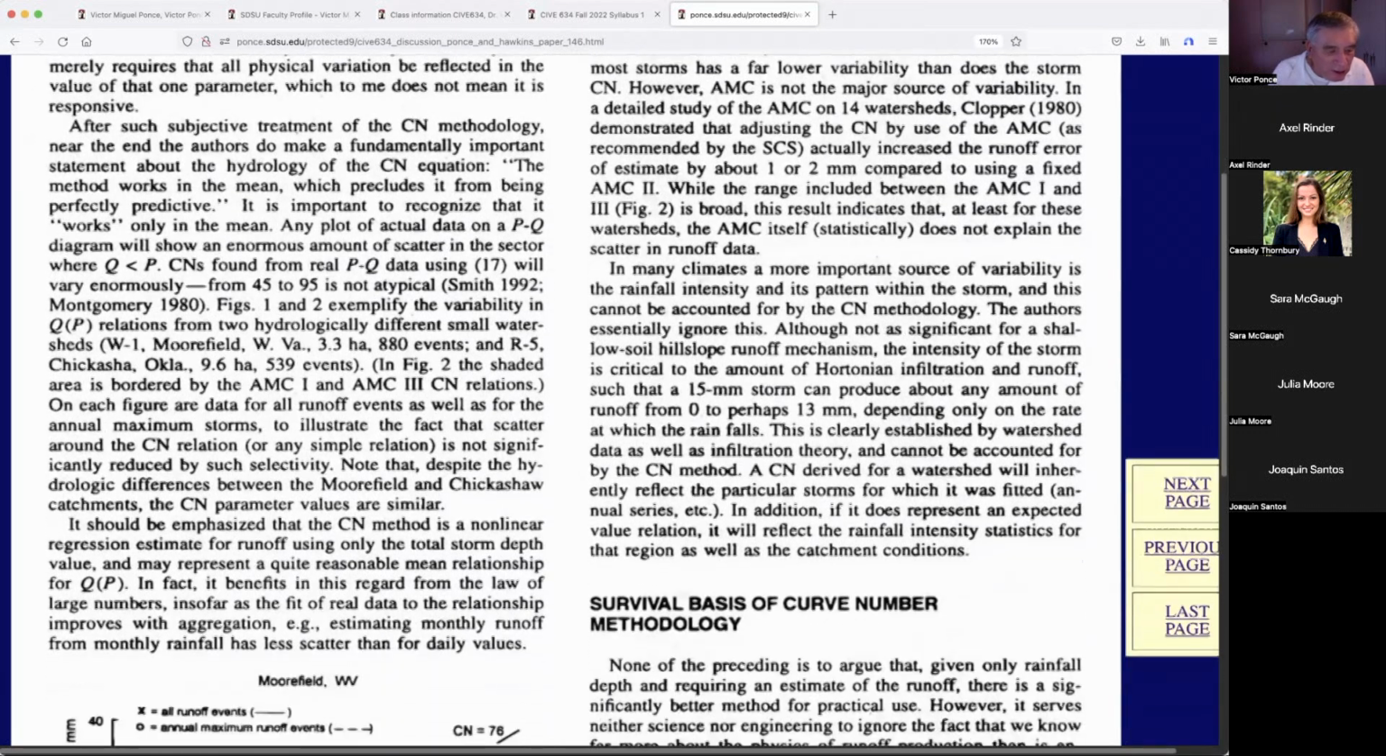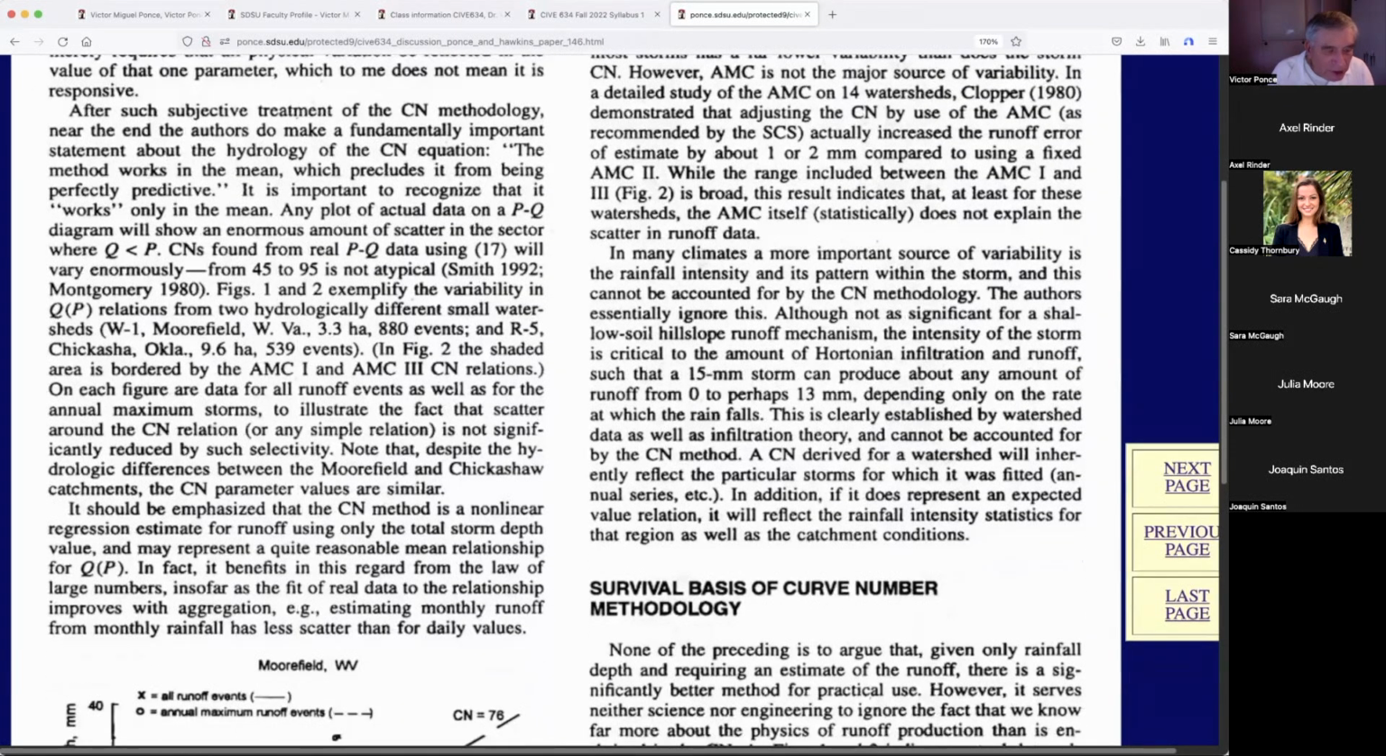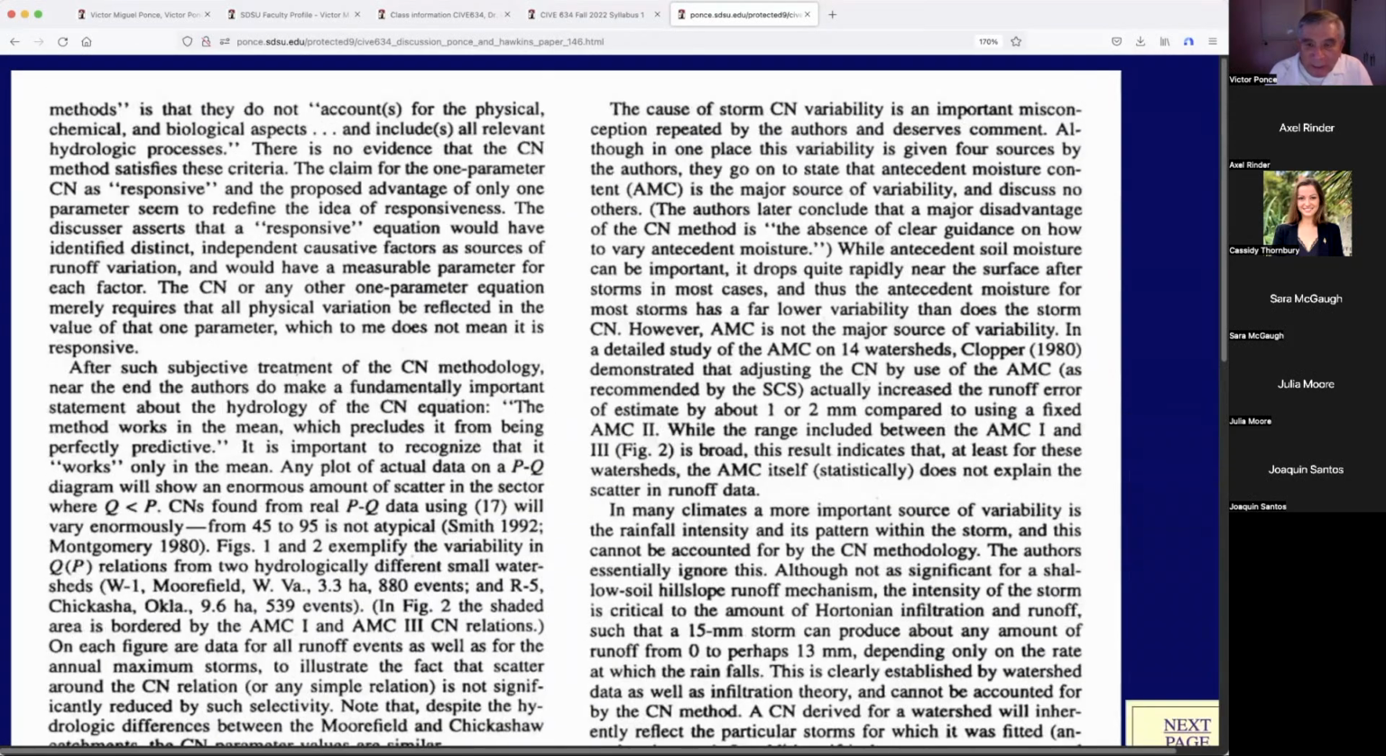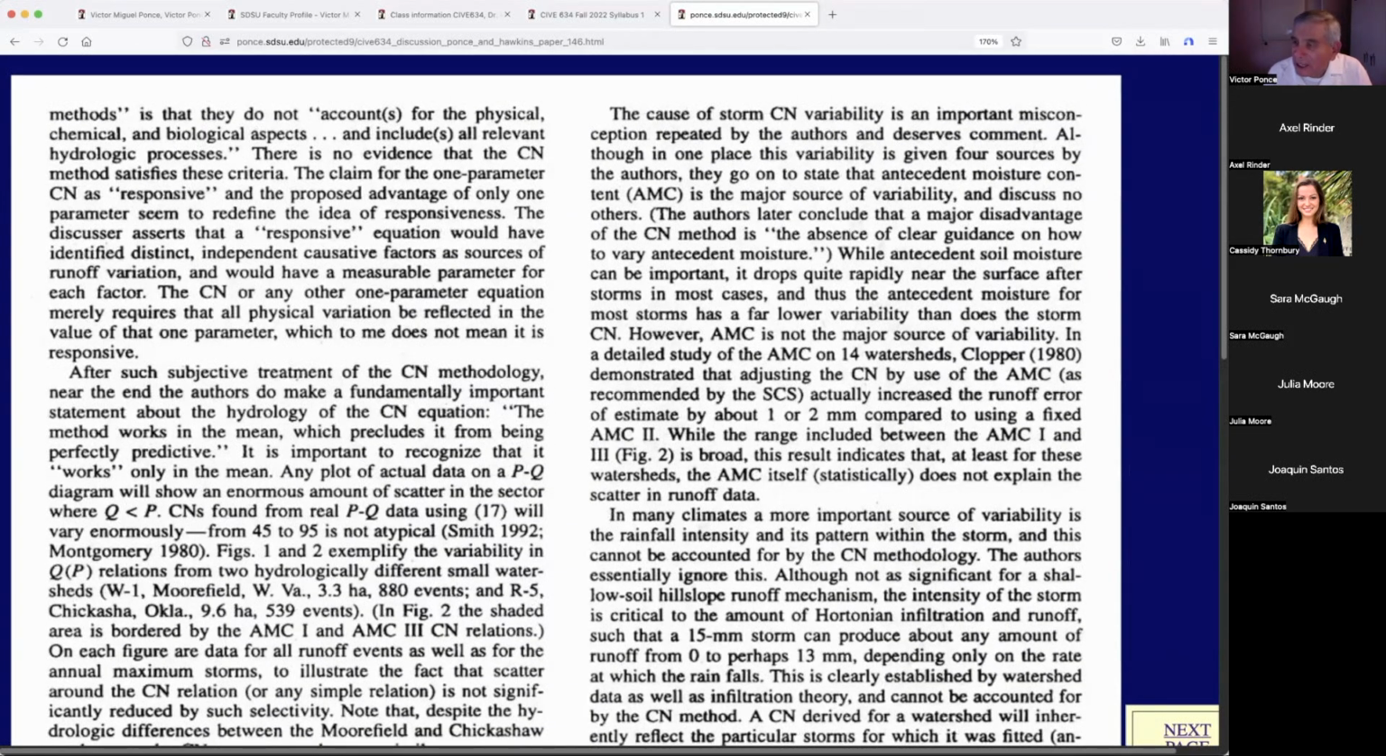Okay, so then he's talking about it. It should be emphasized that the curve number method is a nonlinear regression estimate. That is correct. Marcus is nonlinear regression. That's what it is. It's not a linear regression. It's a nonlinear regression. Okay? So he agrees with some of the things we had said. He basically agrees, and at the end, he gives us a pat on the back. I could not believe that Roger would do that, but he did it. I have to admit that he did that.